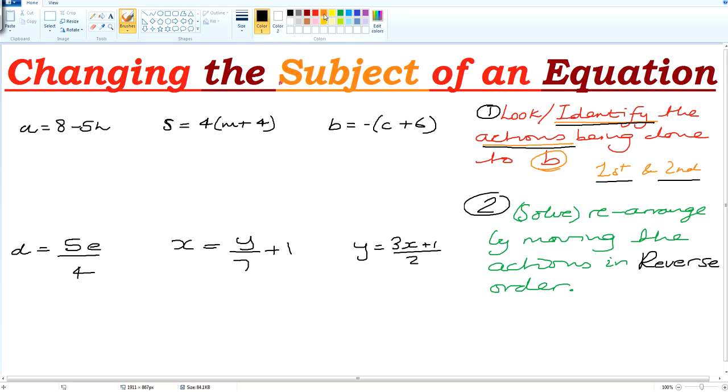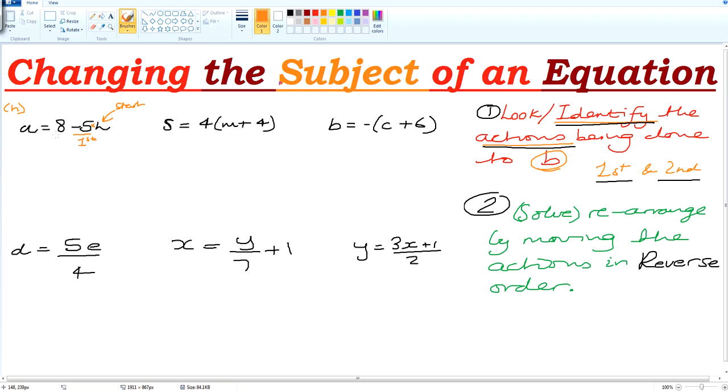Okay, right. I've still got the rules on the right hand side. Look, identify the actions, rearrange by moving the action in reverse order. Now, in this particular question here, we have to make what the subject? H. So we start at the H. What's been done to the H? It's been timed by -5. So that's called the first action.